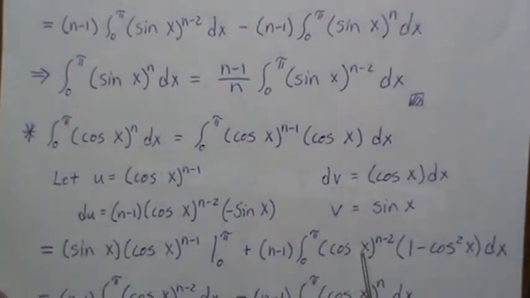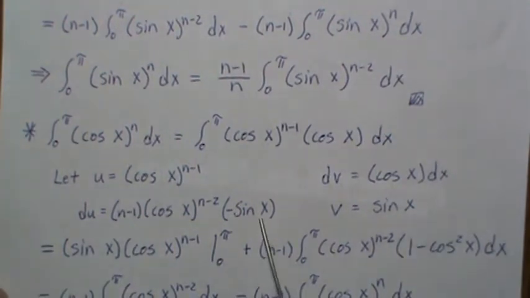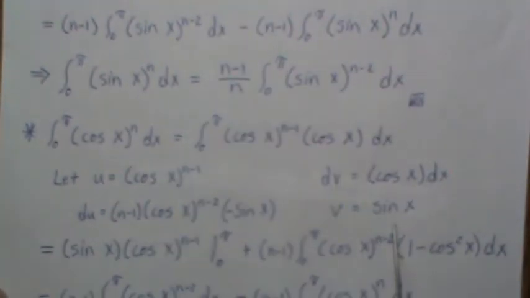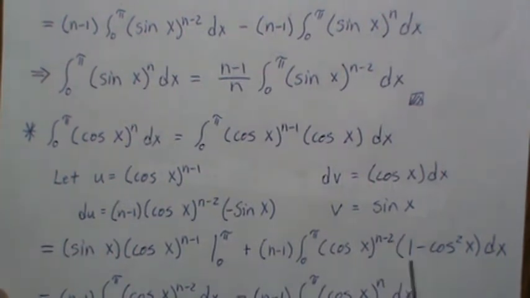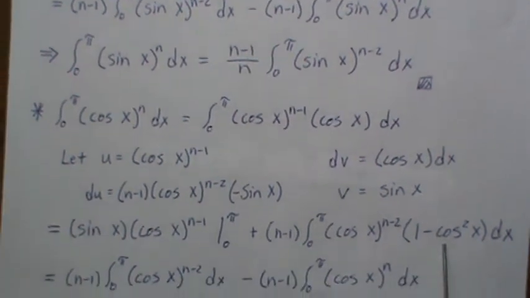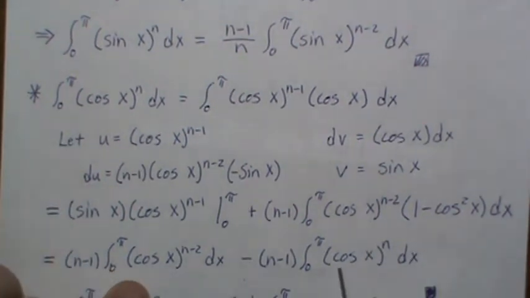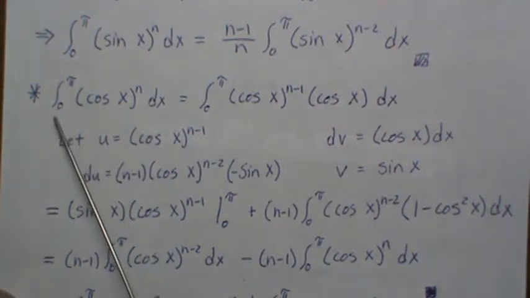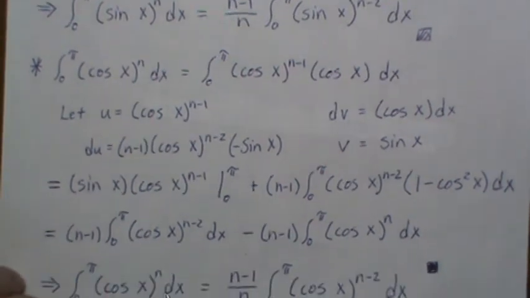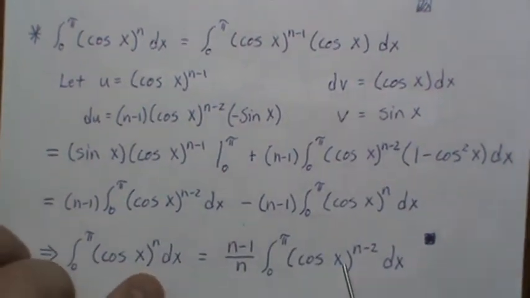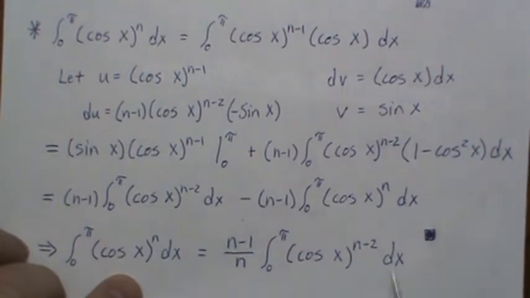So then we take this and bring it down, and instead of making this sine squared, I just went ahead and wrote 1 minus cosine squared of x. Multiply this into both, we get two integrals. And then this piece is just like the original, so we add it to the other side, and then there's n times that, and we divide by n, and we get this. So the original integral is equal to this piece.